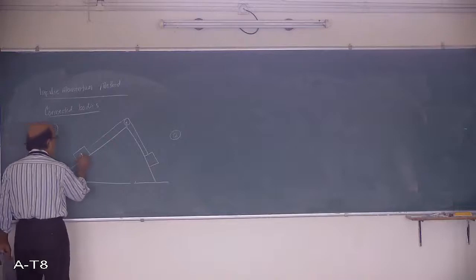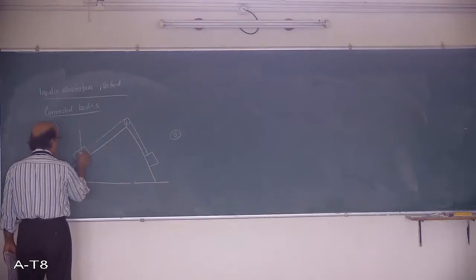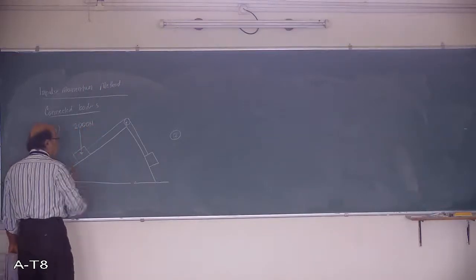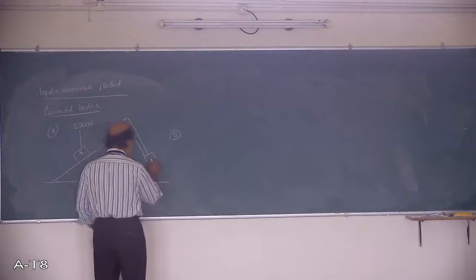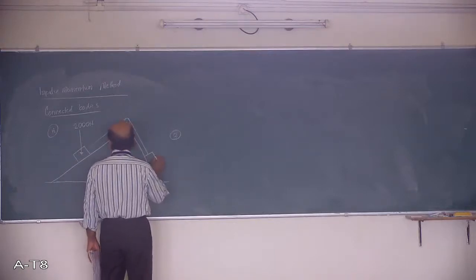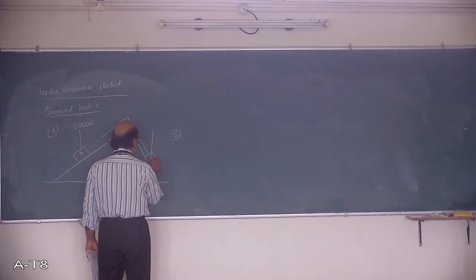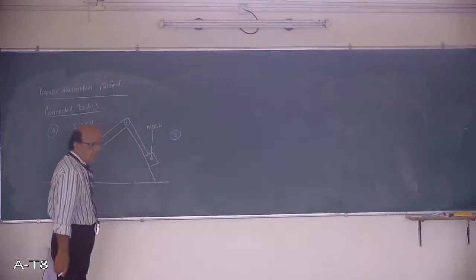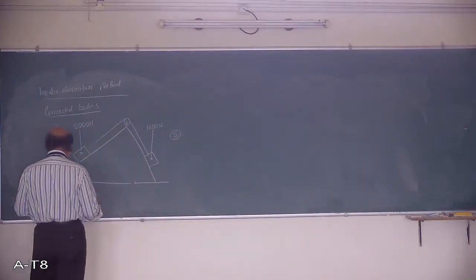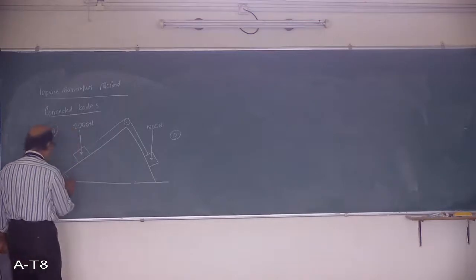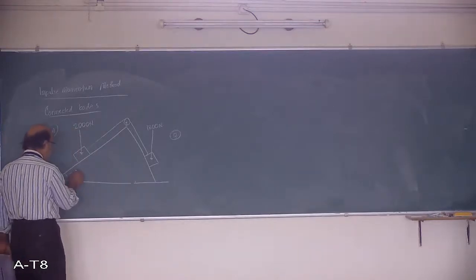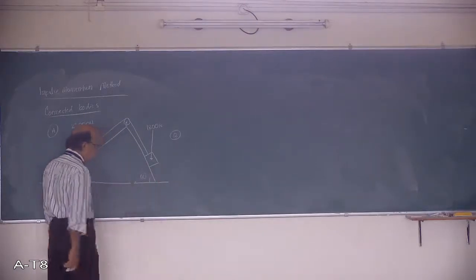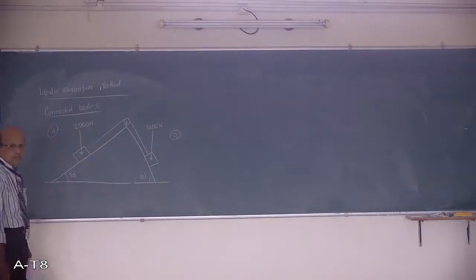The weight of this block A is 2000 Newton and the weight of this block B is 1800 Newton. The angle for both is this one. This is less steep with a 30-degree slope. This is more steep with a 60-degree slope.